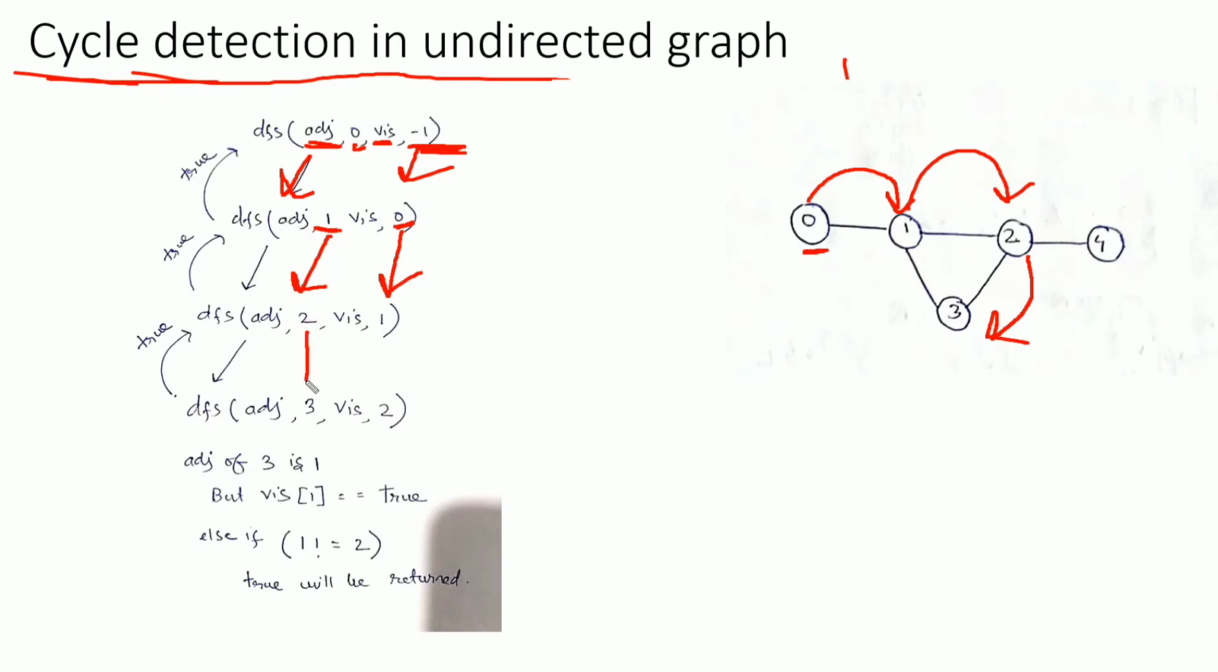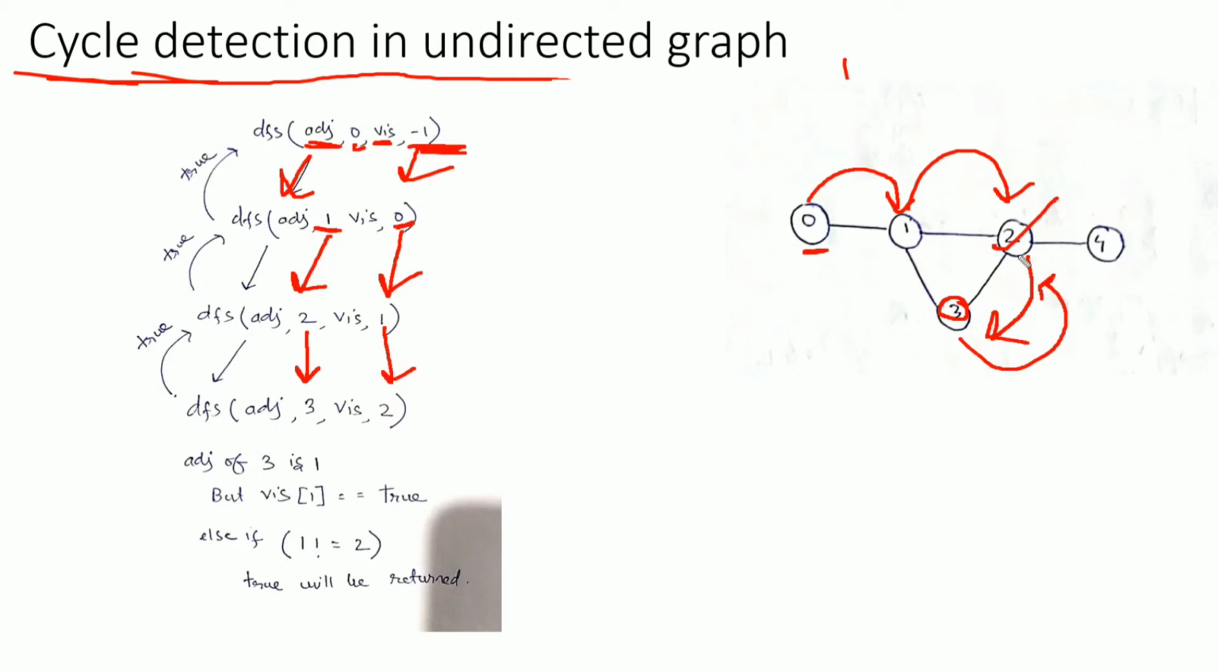From vertex 2 we went to vertex 3, and the parent variable changed from vertex 1 to vertex 2, because the parent of 3 is vertex 2. Now from 3, which are the adjacent vertices? 1 and 2. Suppose from 3 we went back to vertex 2.